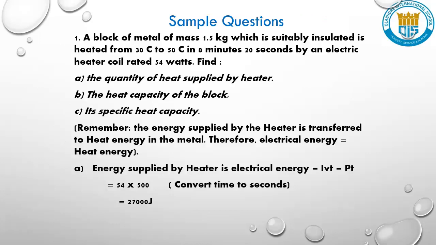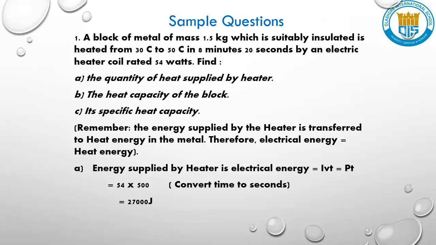Let's look at a sample question. It's right there on your slide. You have a block of metal of mass 1.5 kilogram, which is insulated and is heated from 30 degrees Celsius to 50 degrees Celsius in 8 minutes 20 seconds by an electric heater rated 54 watts. Find the quantity of heat supplied by the heater, the heat capacity of the block, and the specific heat capacity.